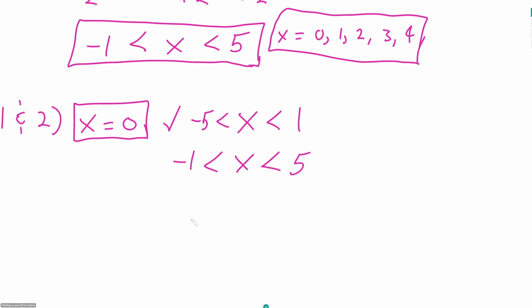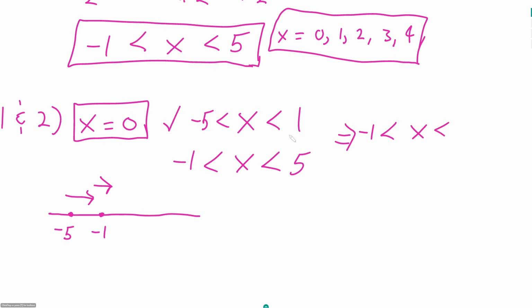In other words, if we plotted this on a number line, we're saying -5 is here and -1 is here. So if x is to the right of -5, but x is also to the right of -1, that's really just telling us x is to the right of -1. And so to combine our inequalities, we know x is greater than -1. And then what about our right side? Here we know that x is less than 1 and x is also less than 5. So what is that telling us? That is just telling us that x is less than 1.